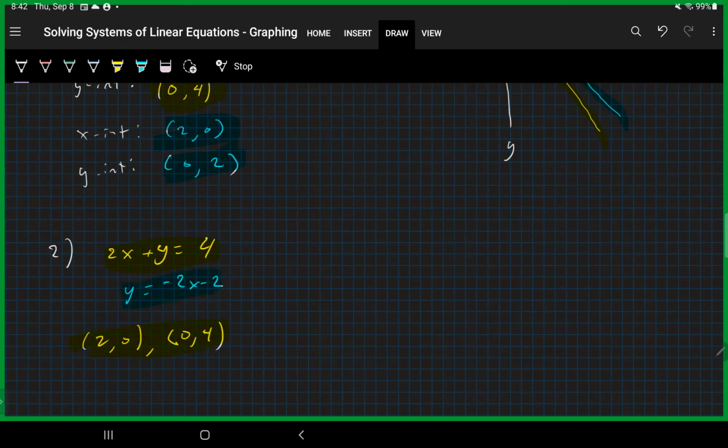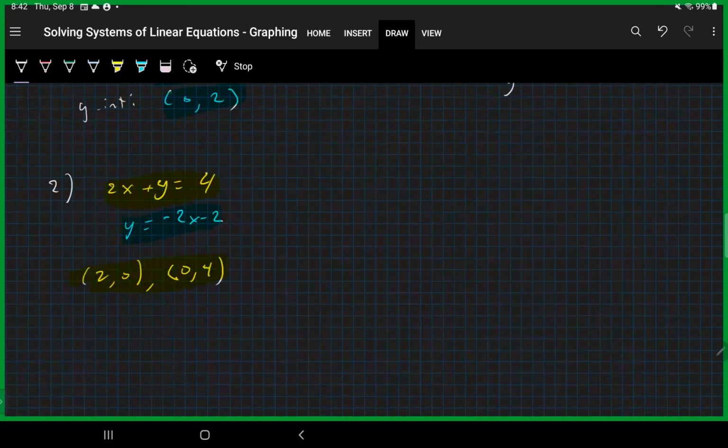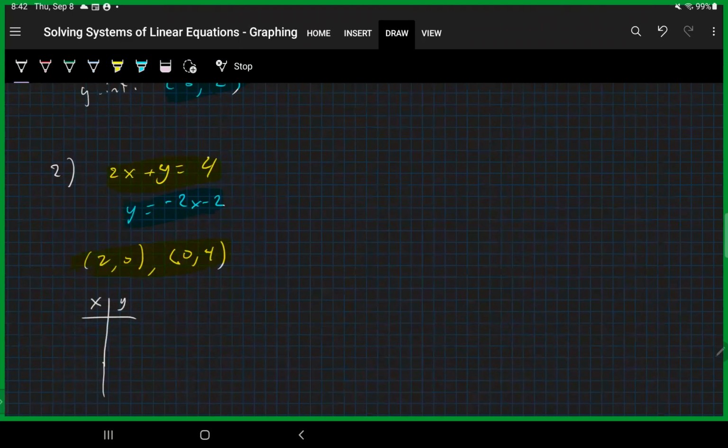This we don't know what it looks like yet. So let's generate some points. I've got x, y, so I'm going to plug in my x values. Let's see, I'm going to plug in negative 2, 0, and let's plug in 1, just for the hell of it.